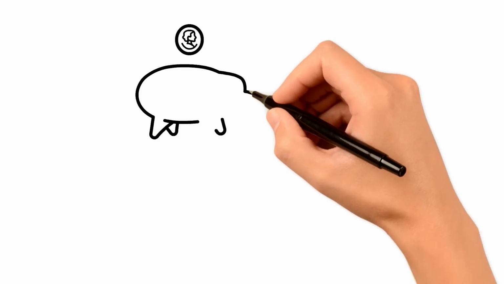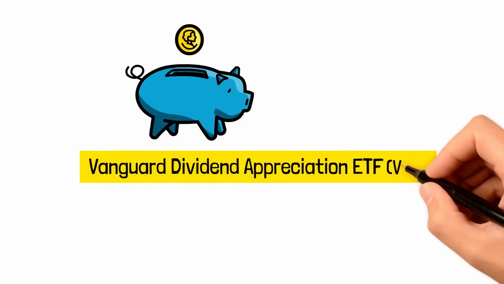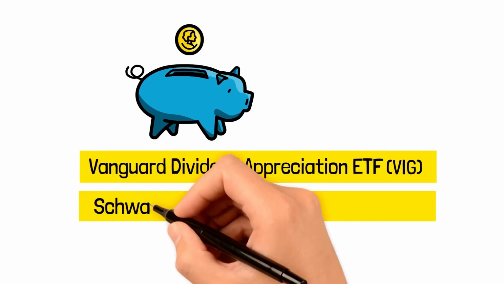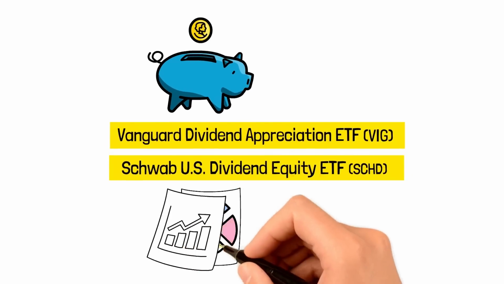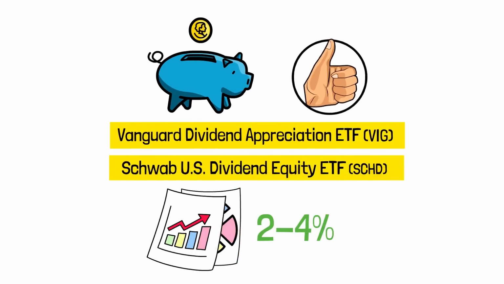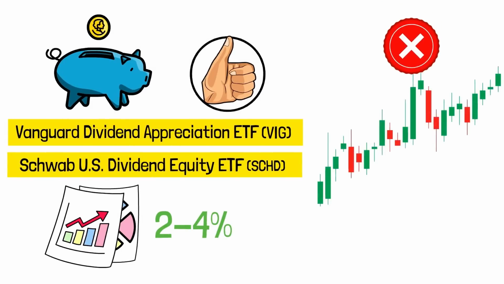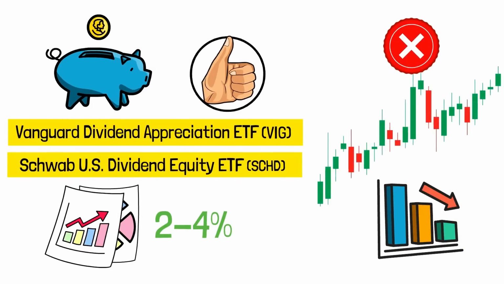You can also consider dividend-focused exchange-traded funds like the Vanguard Dividend Appreciation ETF, known as VIG, or the Schwab US Dividend Equity ETF, known as SCHD, which offer instant diversification and yields around 2 to 4%. ETFs are a great option if you don't want to pick individual stocks, though their yields are often lower than a carefully curated stock portfolio.